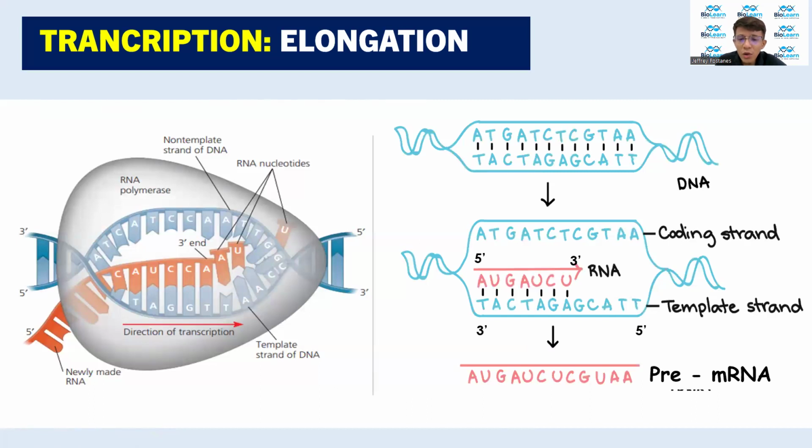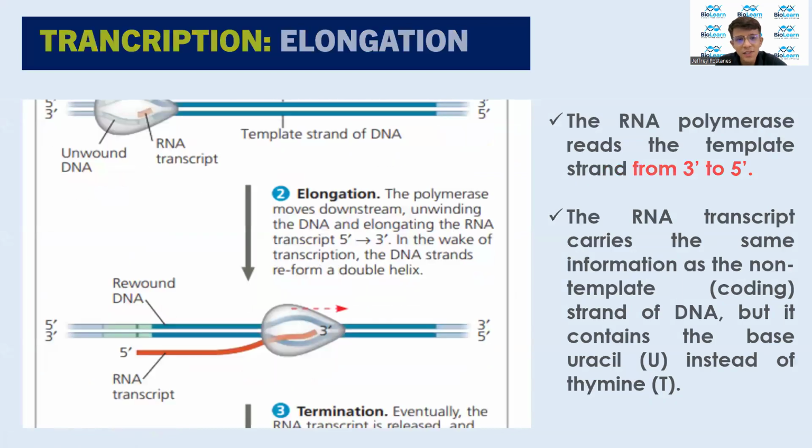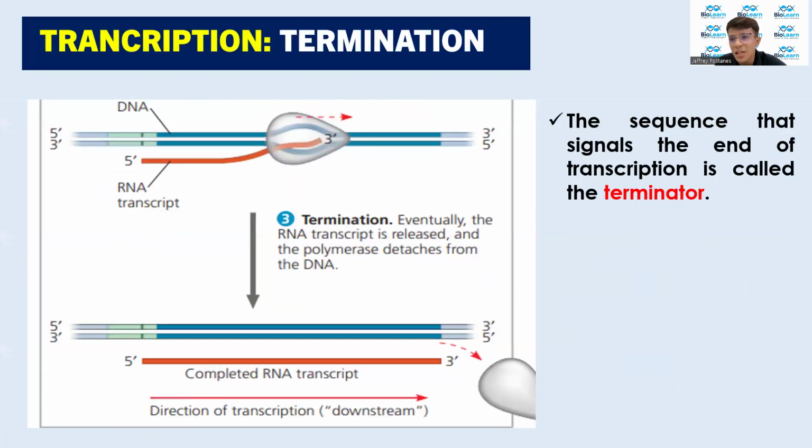Now, for a prokaryotic cell, that mRNA is already okay to undergo translation. But for a eukaryotic cell, it has to undergo modification first, which we will discuss later on. But before we end this process, let's proceed to the process of termination.